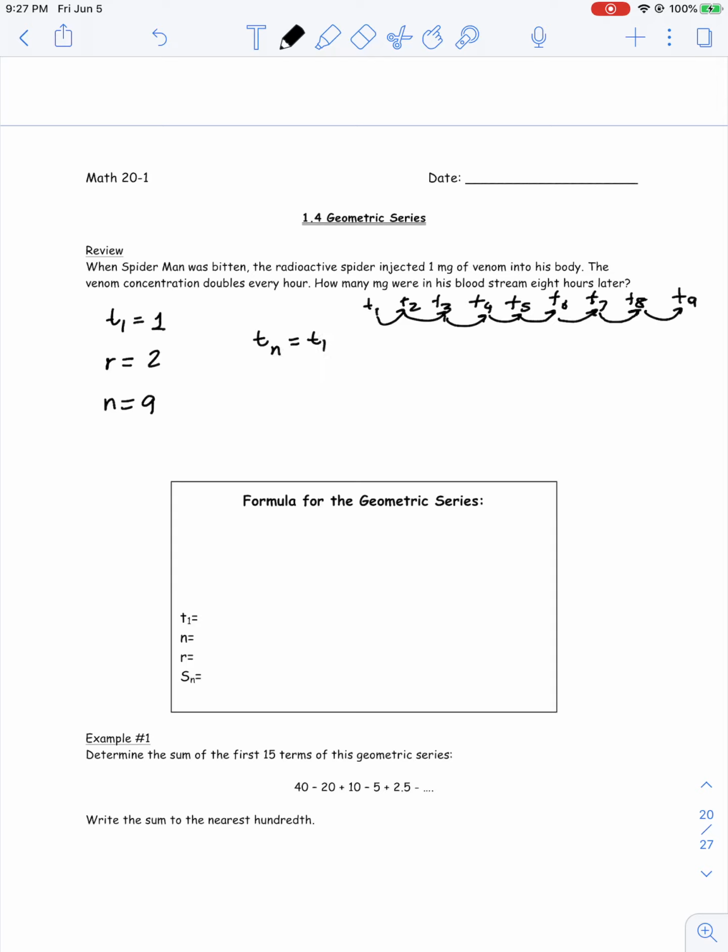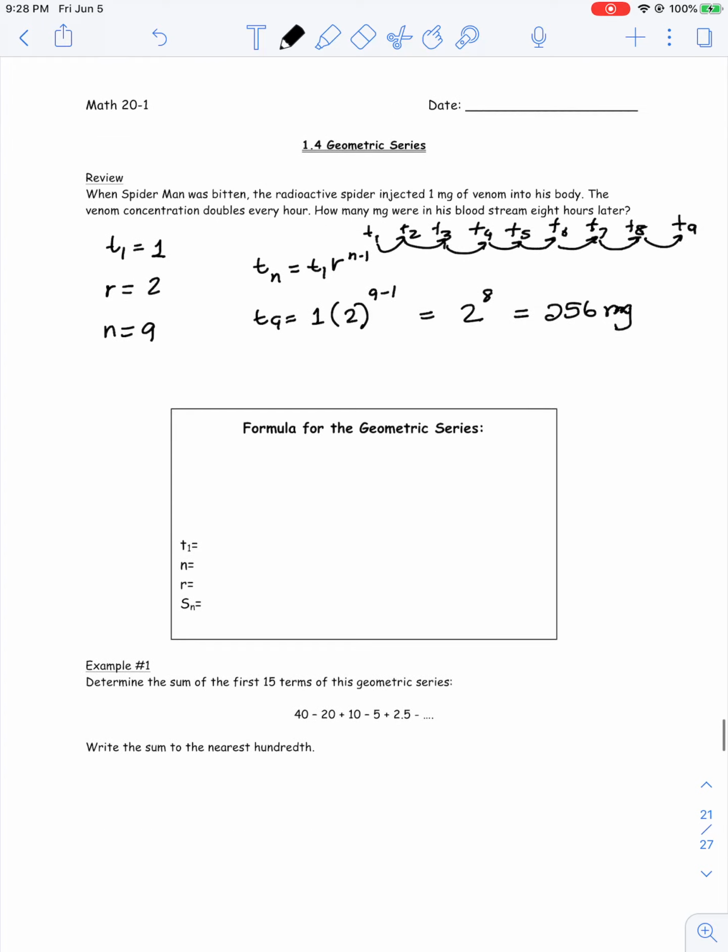So when we're using the equation, it's going to be term 9, which equals our first term. So our first term is 1, multiplied by our common ratio 2 to the power of 9 minus 1. So the 1, when we multiply, doesn't matter, so we don't need to write 1. So we're going to write 2 to the power of 9 minus 1, which is 2 to the power of 8. So that's going to be 256 milligrams in his bloodstream 8 hours later. So the only trick to this is if they talk about time, we always want to add 1 to that to actually get the term numbers.